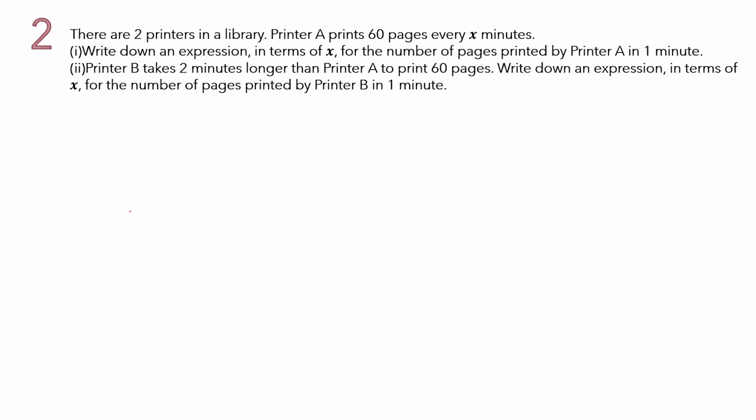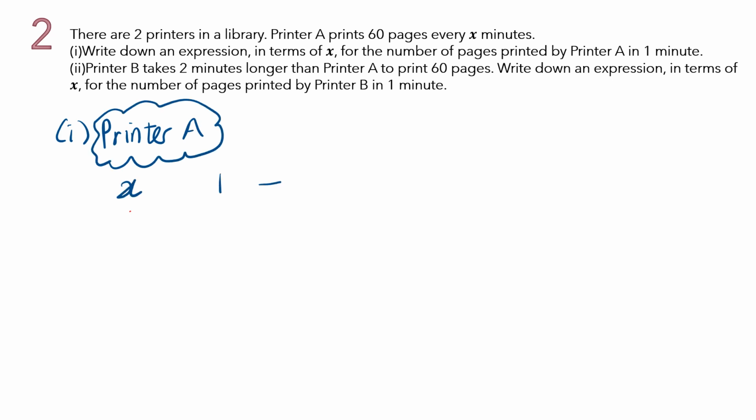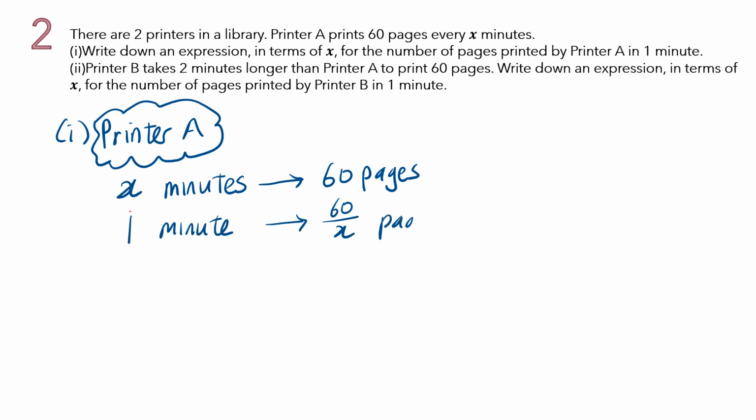So what we need to do is to write down the expression in terms of X for the number of pages printed by printer A in 1 minute, right? So this is how we go about doing it. Let's start off with printer A. In X minutes, it can print 60 pages. Therefore in 1 minute, you can print 60 over X pages. So that's for printer A.